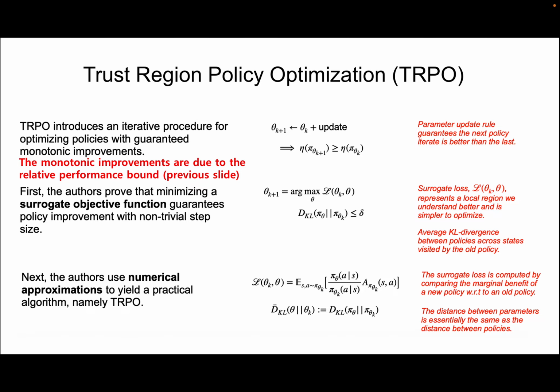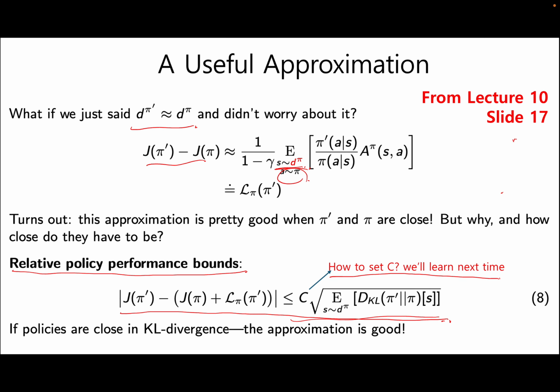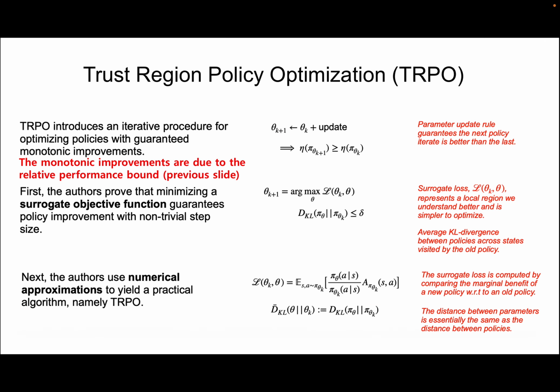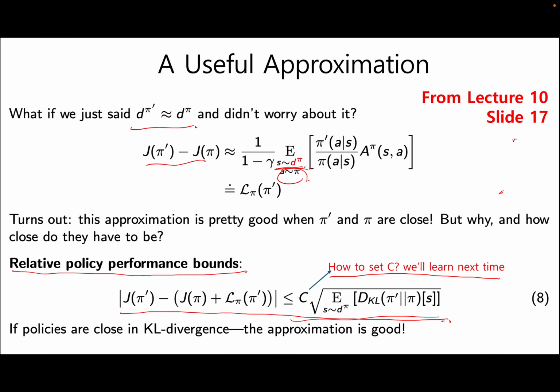So there are many things, but we actually already learned this. In this slide, we actually learned all the things about TRPO. TRPO introduces an iterative procedure for optimizing policies with guaranteed monotonic improvement. And here, monotonic improvement is due to the relative performance bound, the previous slide, right? Because here, the difference between the updated policy and the old policy, the lower bound is already decided, right? We already have the lower bound.